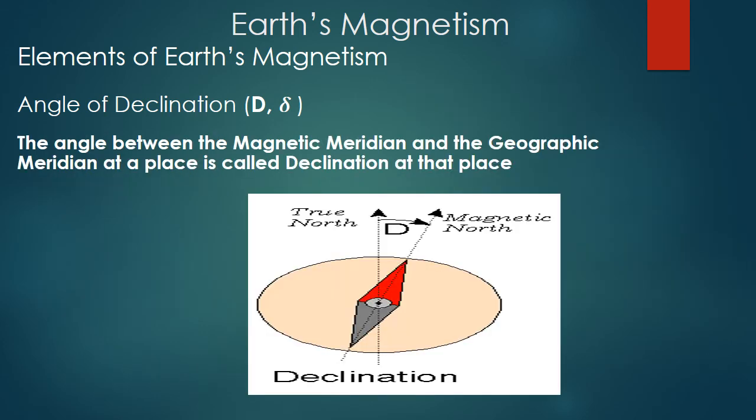In the figure, you can see the compass needle is pointing towards the magnetic north. The angle between the true north and the magnetic north is declination.